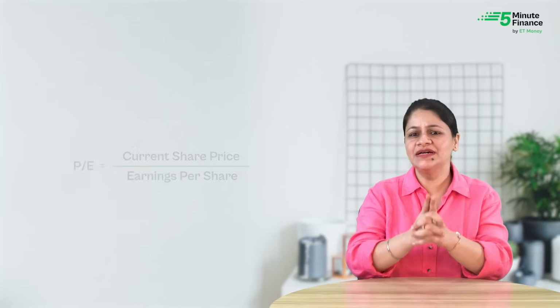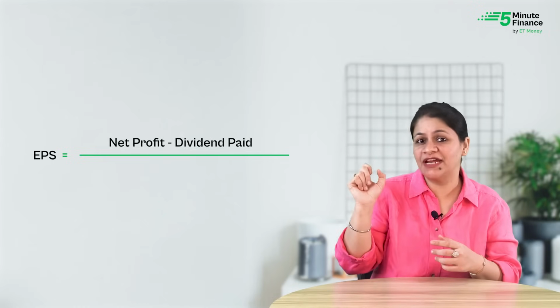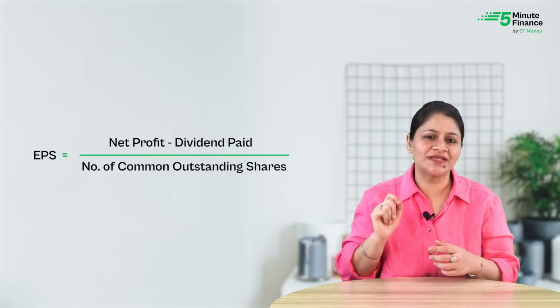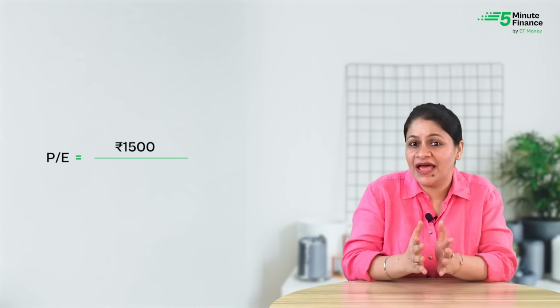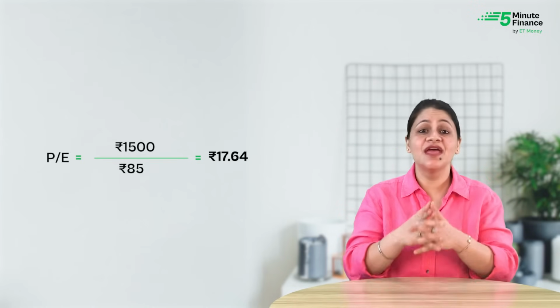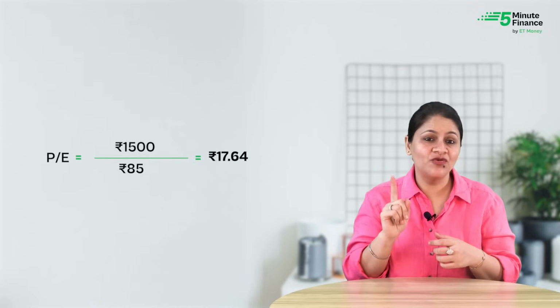Now, earnings per share is derived by dividing net profit excluding the dividends paid by the total number of outstanding shares. Suppose the stock of company X is trading at 1,500 and its EPS is 85 rupees. The PE ratio comes out to be 17.64, meaning you are paying 17.64 rupees for every 1 rupee of earnings from that stock.